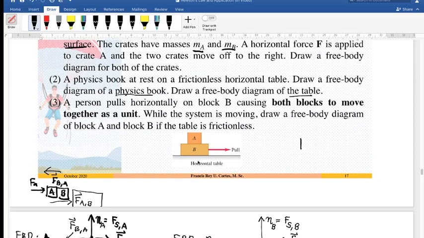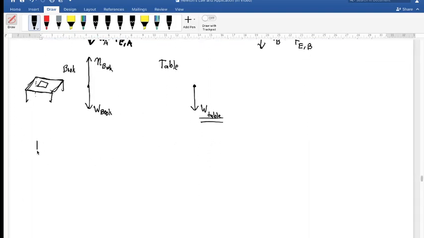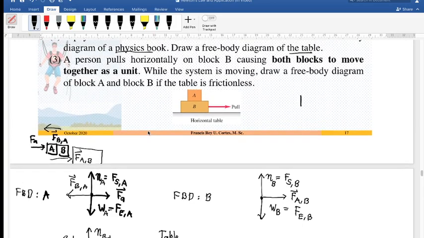Last example for free body diagram. So a person pulls horizontally on block B, causing both blocks to move together as a unit. While the system is moving, draw a free body diagram of block A and block B if the horizontal table is frictionless. Okay, so we have to draw again. So we have object A resting on object B, then object B is pulled, and they move together as a unit, and they are both on the horizontal table. So we have to make an FBD for block A and block B.